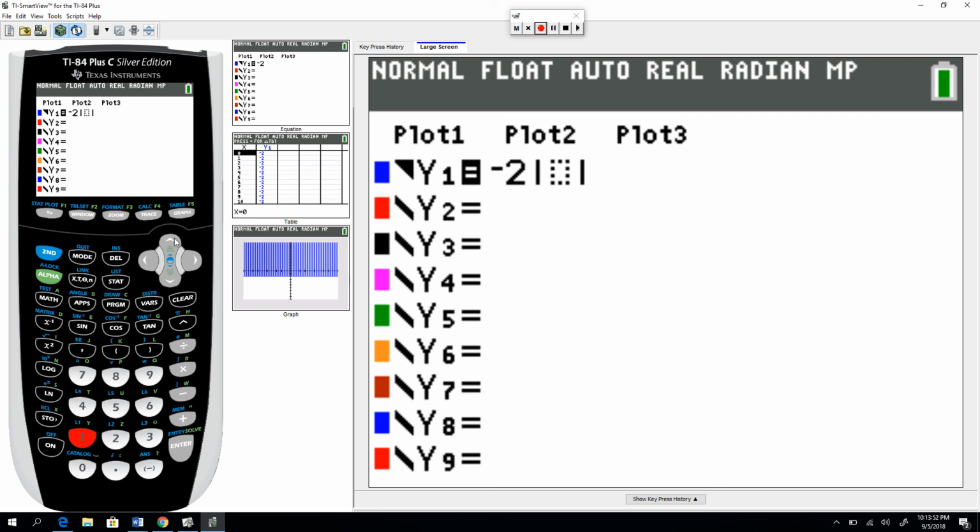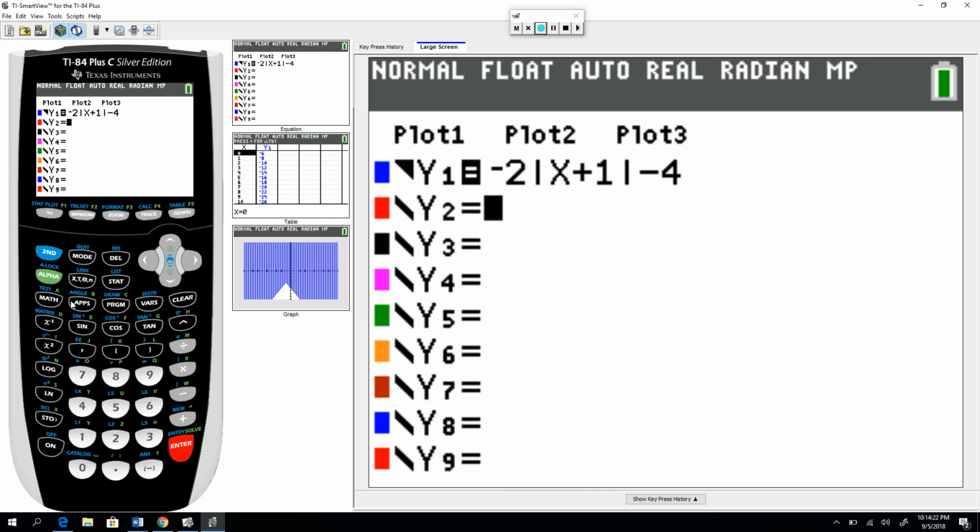Y equals -2 times the absolute value. Let's do absolute value of x plus 1. Why not? And then on the outside, I want to do an up-down shift. So let me toggle outside of my absolute value bars, and let me go down, I don't know, 4. Let's go down 4 and just see what this looks like. And again, if you wanted to take that note: math, num, abs. That's how you get that.